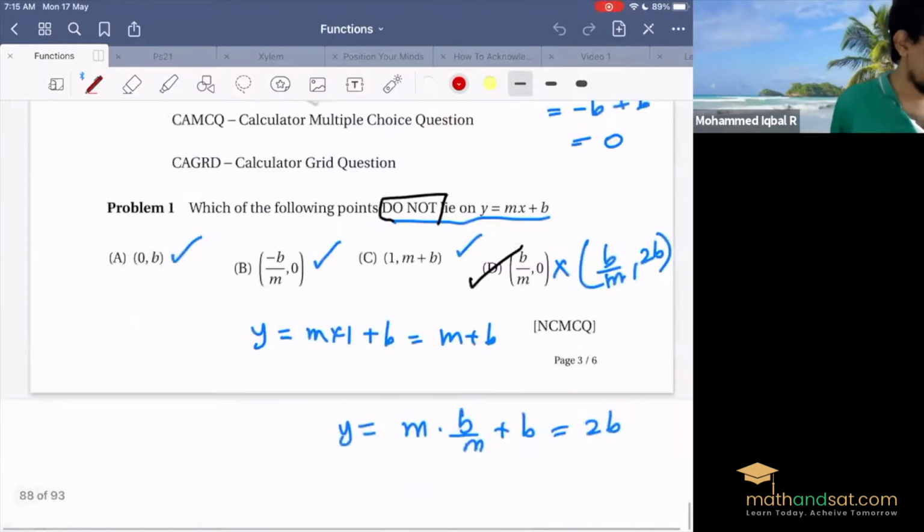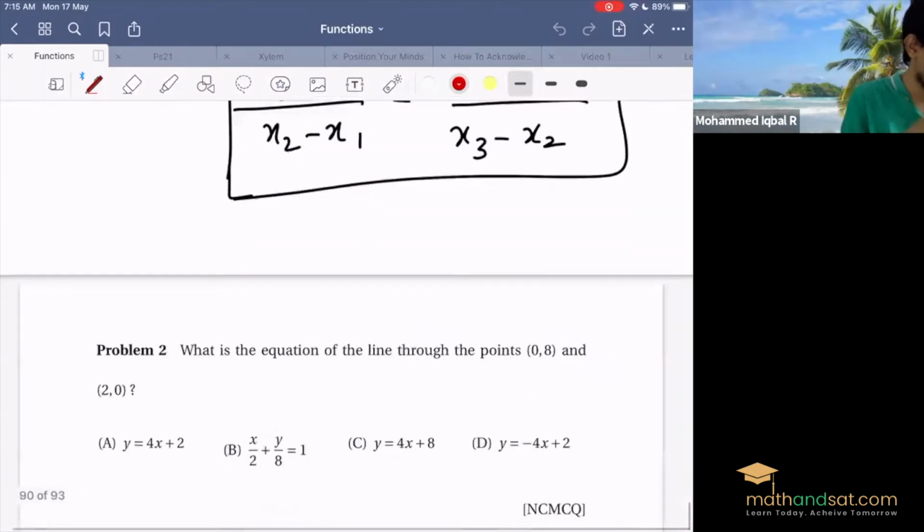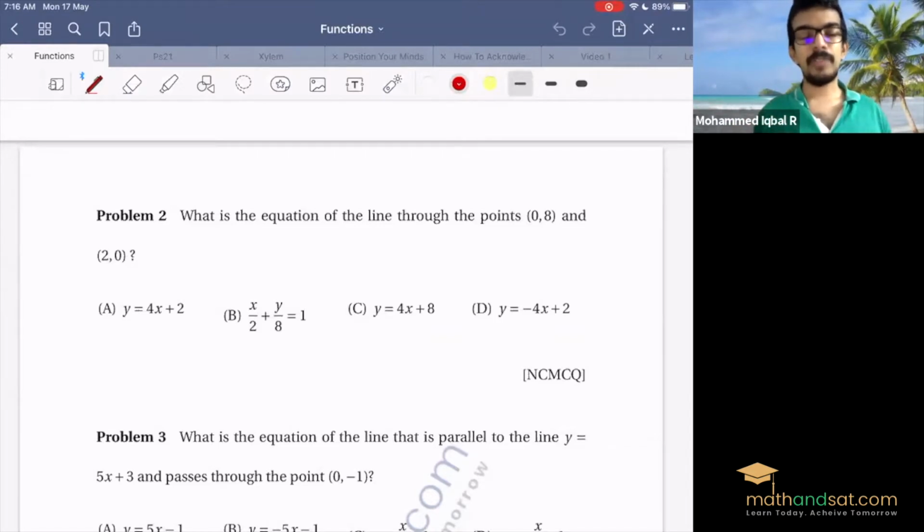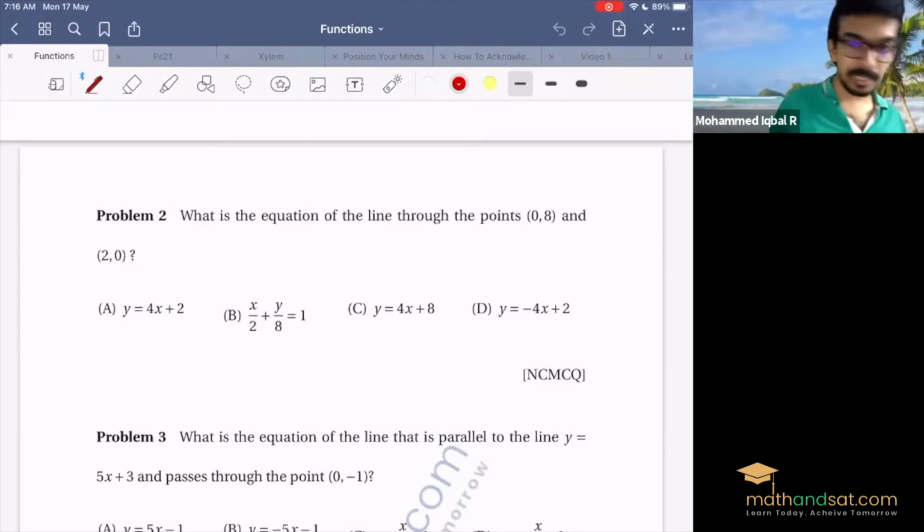We have completed question number 1. Let's quickly finish the other questions as well. After this, we have to move on to systems of linear equations. When you have two linear equations, how do you solve them? You can solve it graphically. You can solve it using elimination or substitution. There are multiple ways to do that. We have to move to that topic soon, but before that, let's finish these questions.